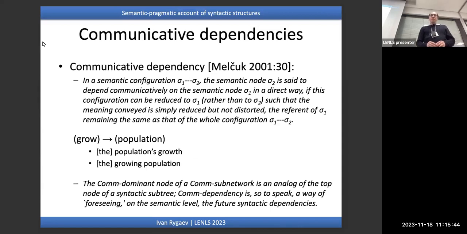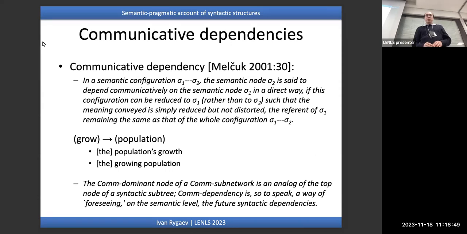There is Igor Melchuk in his book, Organization in Natural Language. He proposes to introduce so-called communicative dependencies. So in addition to syntactic and semantic dependencies, he introduced these communicative dependencies, and they are formulated in a certain independent way. Basically, it says that in a semantic configuration, when we have sigma 1 and sigma 2 connected semantically, one node depends on another if the whole configuration can be reduced to the other node, in terms of the referent of the whole configuration being the same as the referent of the single node.